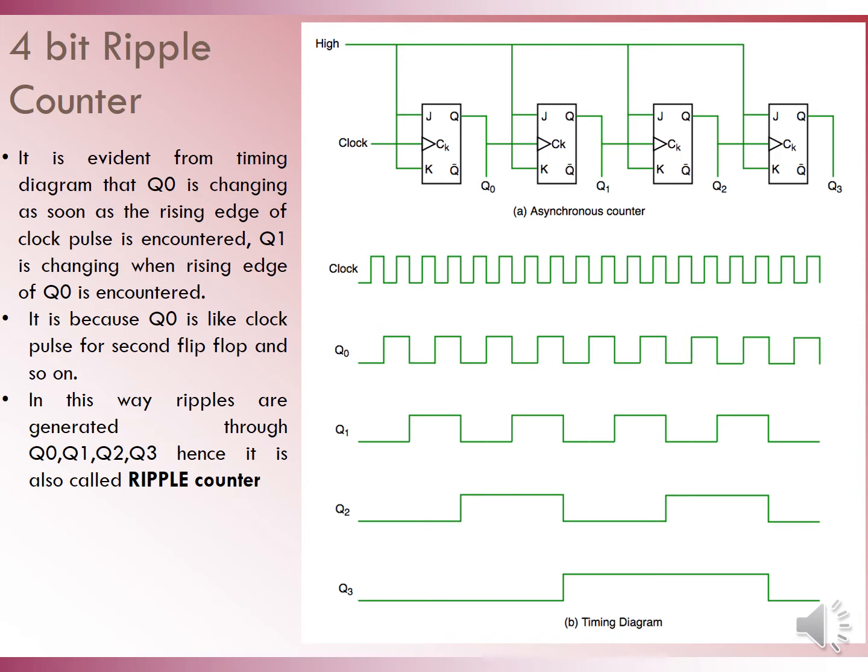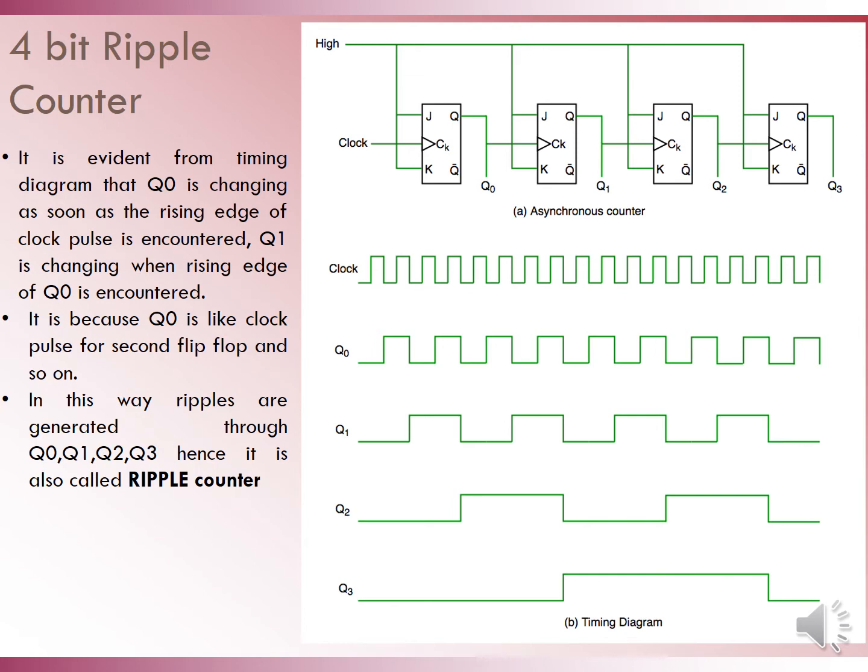Next, when Q0 changes from 1 to 0, Q1 is triggered from 0 to 1. This positive transition of Q1 does not affect Q2, which remains at logic 0, and hence Q3 also remains at logic 0. On the third clock pulse, Q0 is again toggling, which is a positive edge for Q1. Therefore Q1 remains unchanged, and hence Q2 and Q3 also remain unchanged.